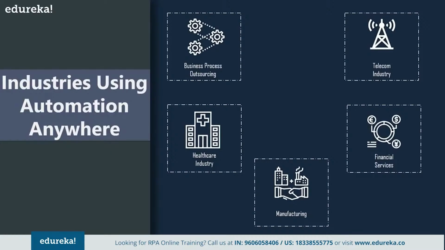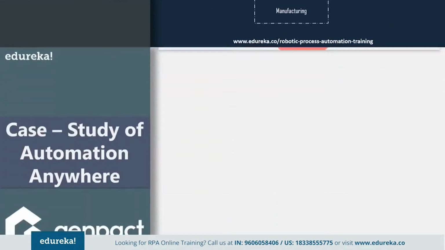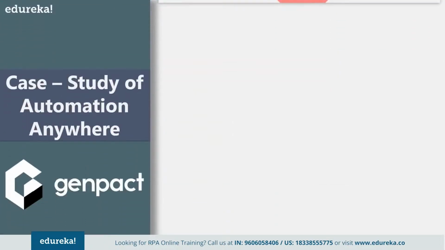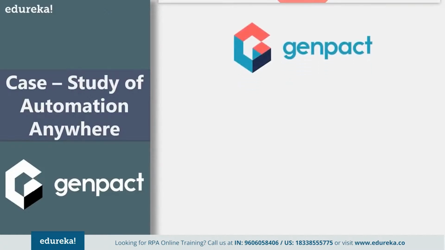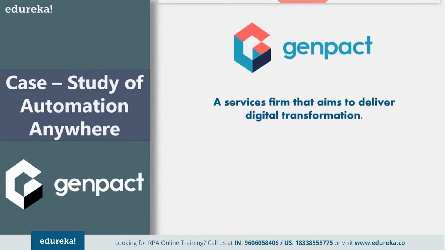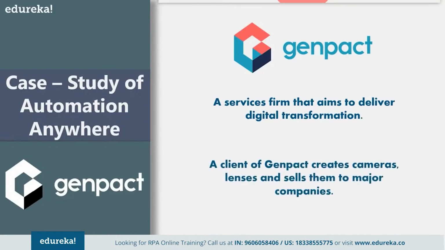Now talking about industries, let me next show you a company case study where a company started using Automation Anywhere and benefited from it, right? So the company that I'm going to talk about is Genpact. Genpact is a services firm that aims to deliver digital transformation. A client of Genpact creates cameras and lenses and sells them to major companies.